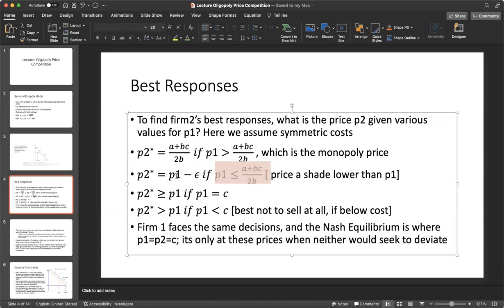Right? So as you can see, everyone is trying to be a little bit lower than the other guy. So everyone will keep going down until someone reaches P1 equals C or P2 equals C. And it's when P1 is equal to P2 is equal to C that no one would want to change or to deviate, right? Because if P1 is equal to P2 is equal to C, and let's focus here on P2, would P2 want to increase its price? Yes or no?